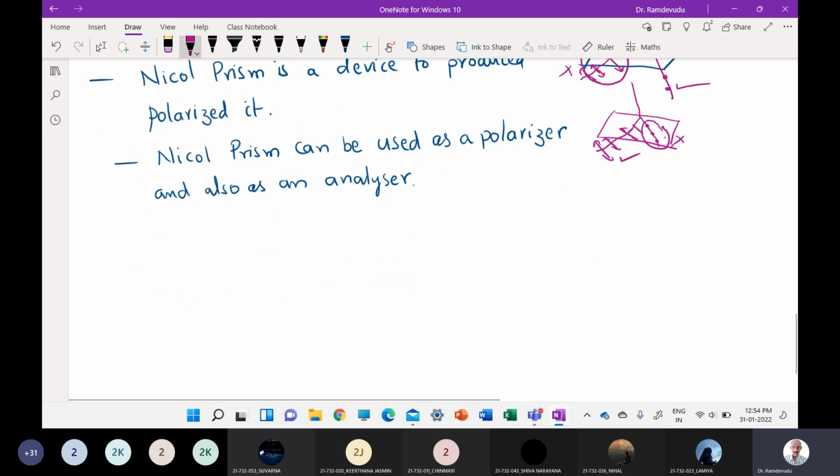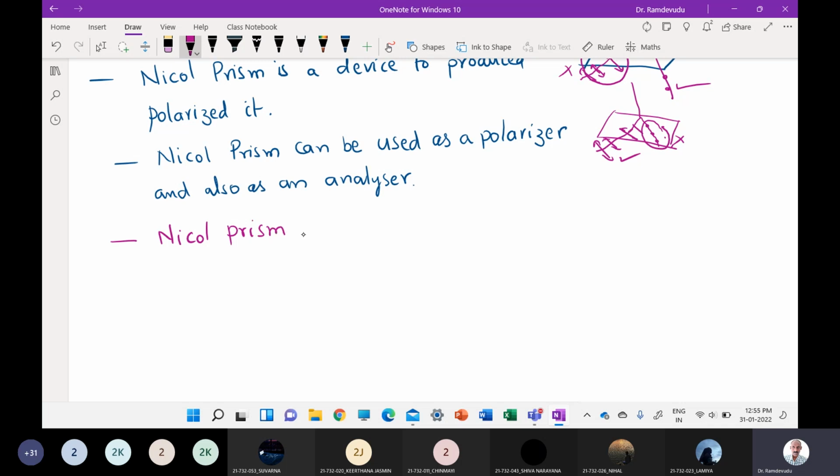Therefore, the Nicol prism works on the principle of total internal reflection for any one of the rays. If you are able to remove one of the rays by total internal reflection, you can get a polarized light out of two doubly refracting rays. Therefore, we now define that in a Nicol prism, by some means, what that means we'll see in the next class tomorrow, the construction of it.